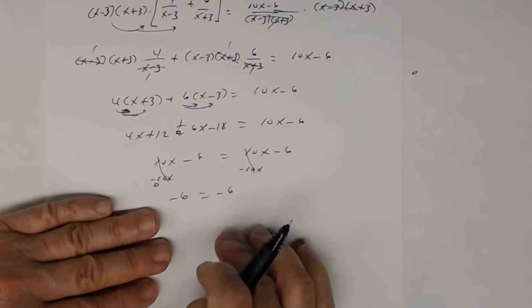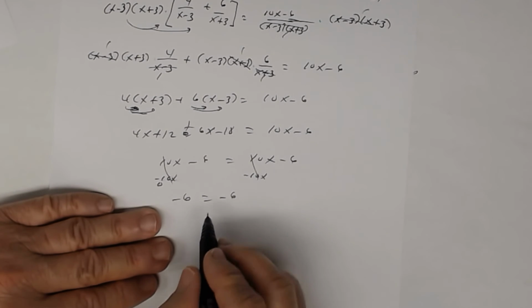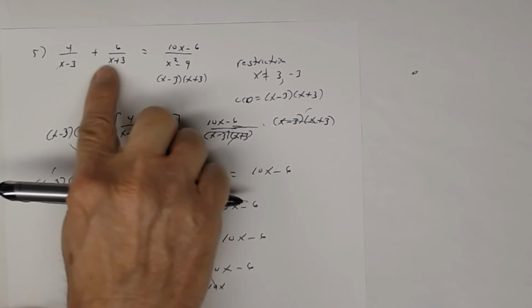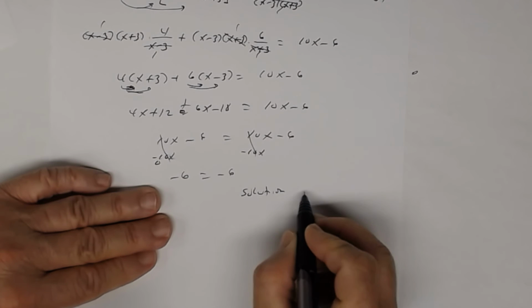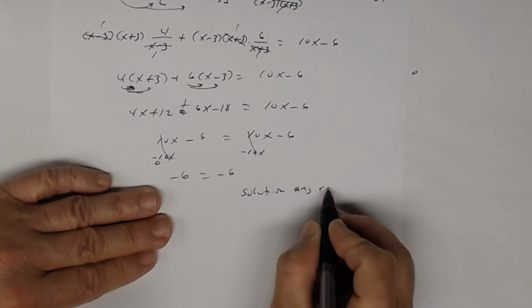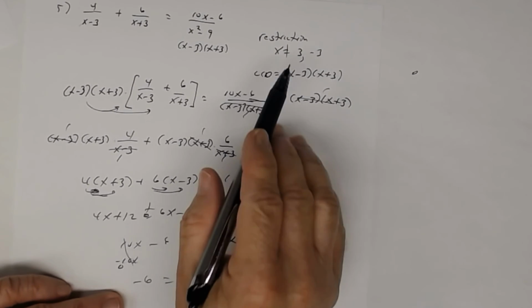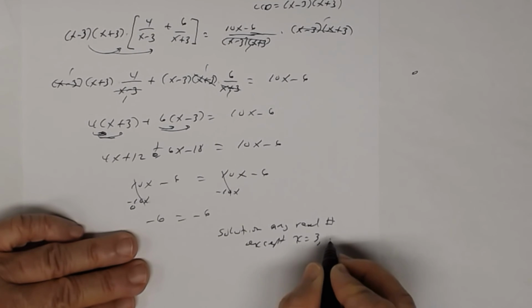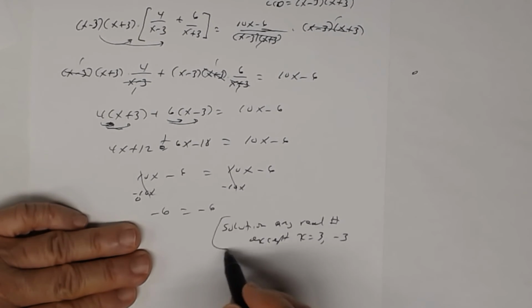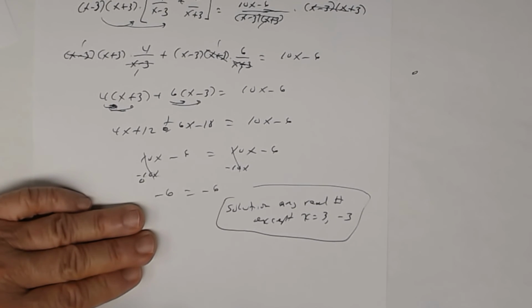You just got to remember, since the variable disappeared, and that statement is true, negative 6 is equal to negative 6, what that means in terms of this rational equation is that your solution is any real number except the restrictions. Any real number except x equal 3 and negative 3. So that's how you write it. So your solutions will be any real number except x equal 3 and negative 3.